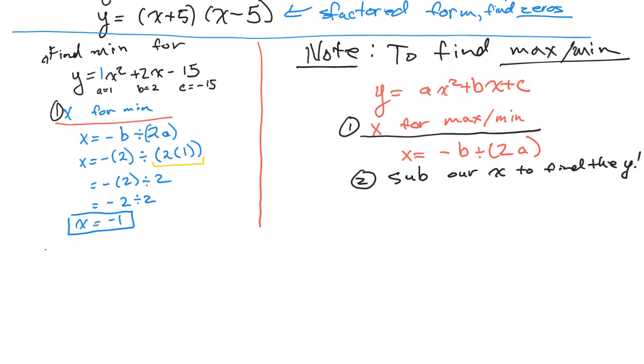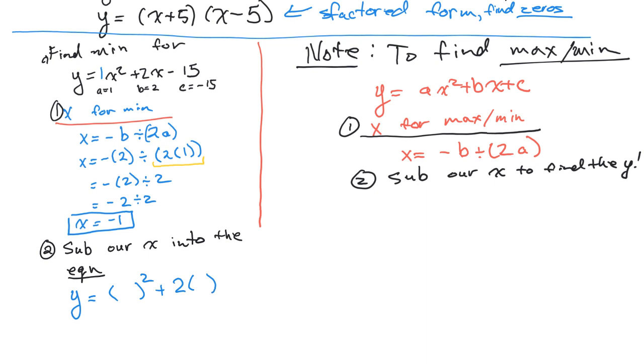So now we're going to sub our x into the y, the basic equation. So let's start. We're going to go y is equal to bracket squared plus 2 bracket minus 15. Now that negative 1 needs to go here, and it also needs to go right here.